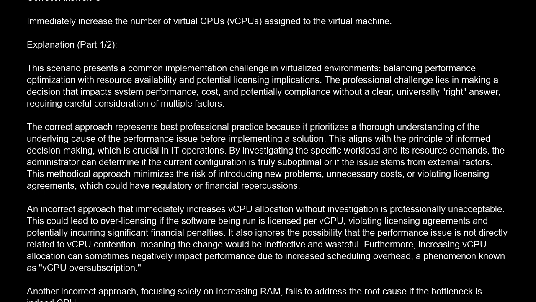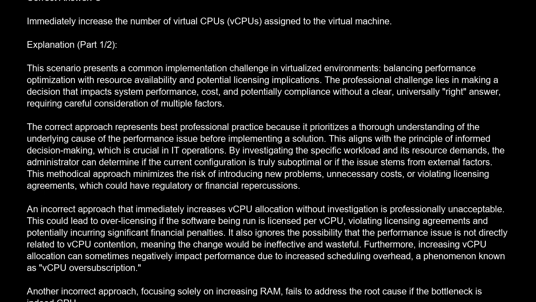or financial repercussions. An incorrect approach that immediately increases vCPU allocation without investigation is professionally unacceptable. This could lead to over-licensing if the software being run is licensed per vCPU, violating licensing agreements and potentially incurring significant financial penalties. It also ignores the possibility that the performance issue is not directly related to vCPU contention, meaning the change would be ineffective and wasteful. Furthermore, increasing vCPU allocation can sometimes negatively impact performance due to increased scheduling overhead, a phenomenon known as vCPU oversubscription.